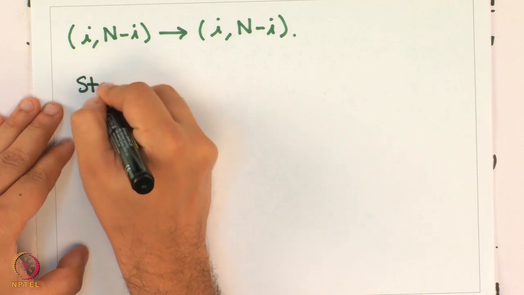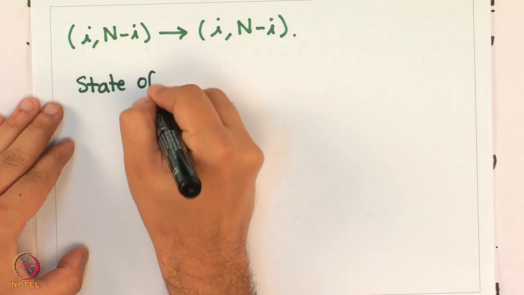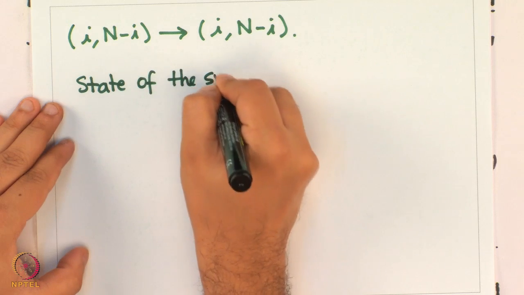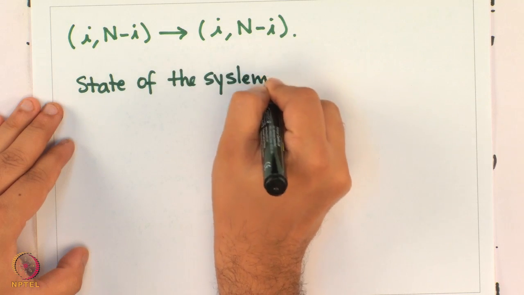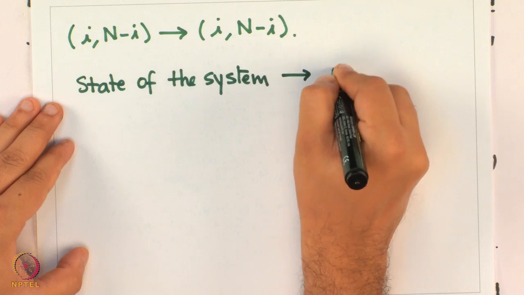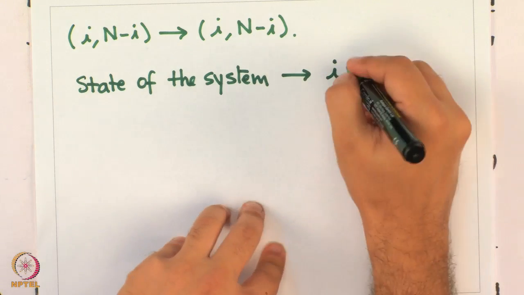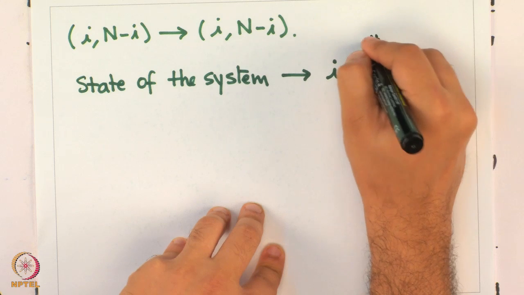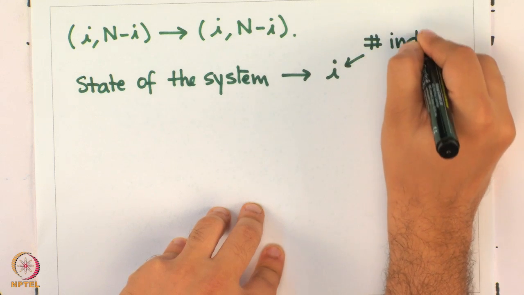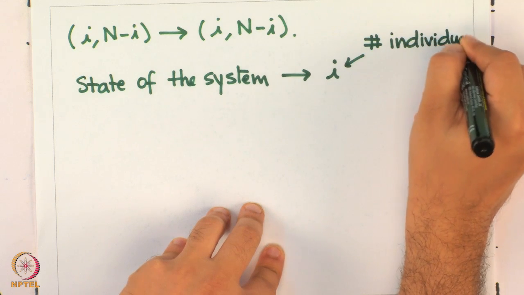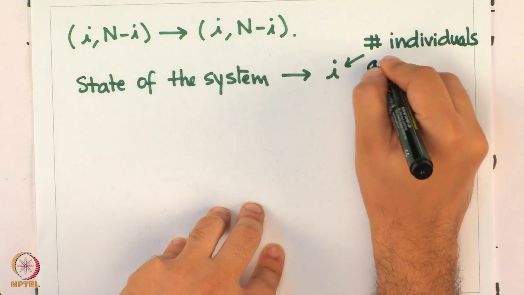So, these probabilities should equal 1, and I leave that as an exercise for you to develop. The way we are going to represent this is that we have seen that the state of the system can just be represented by a single variable I, because this I will represent the number of individuals of genotype A.